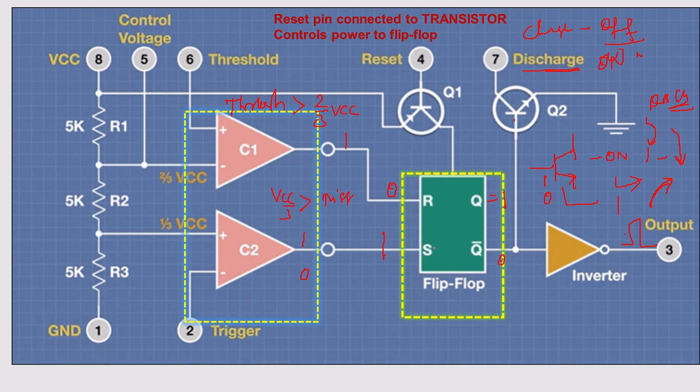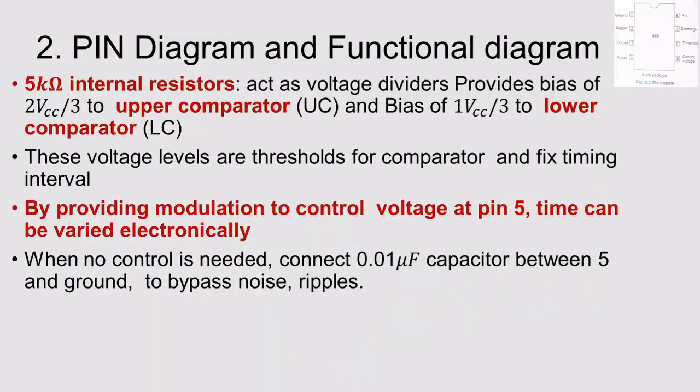So this is the functional diagram. Here I have given the explanation also, so I'll just go fast. Everything I explained in the diagram itself. You can go through the slides; I already shared the slides. You have 5K internal resistors. They act as a voltage divider. From the divider network only, you are providing the bias to the upper comparator and the lower comparator.